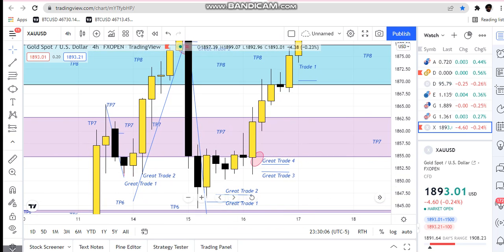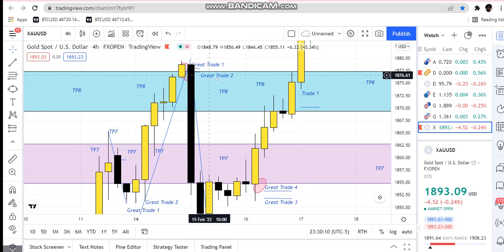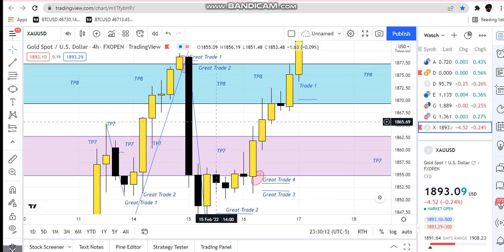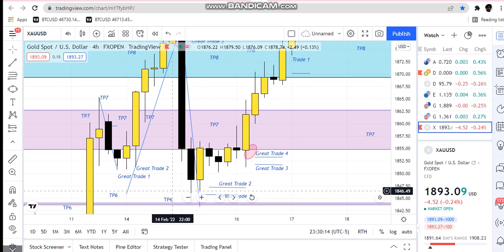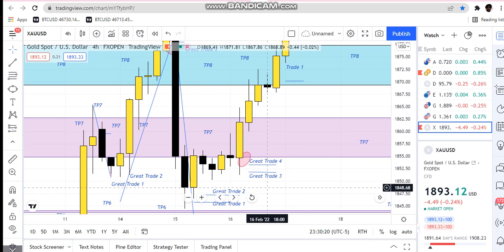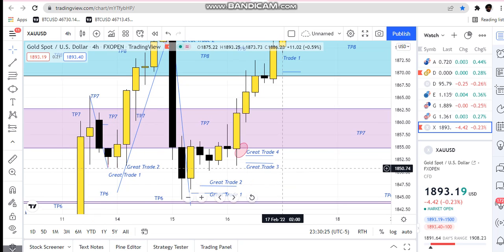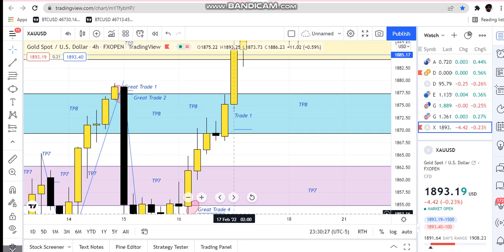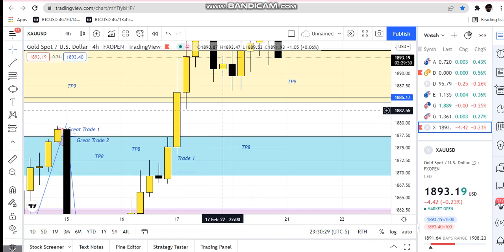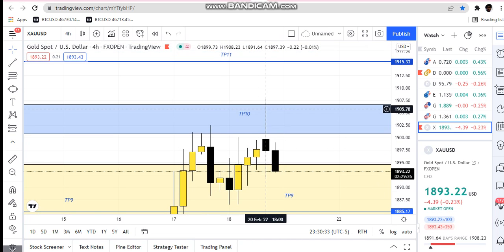Price went all the way back down to take profit 6 from take profit 8. We could have gotten great trade 1, great trade 2. Obviously, it rolled down to take profit 6. Got out of the trade, took profit, and then got back in the trade at take profit 6. And for great trade 1 and great trade 2, you could have gotten in at great trade 3 and great trade 4 and swing traded this all the way up from take profit 6 to take profit 8, take profit 9, and then eventually take profit 10. Got out of the trade and took profit.